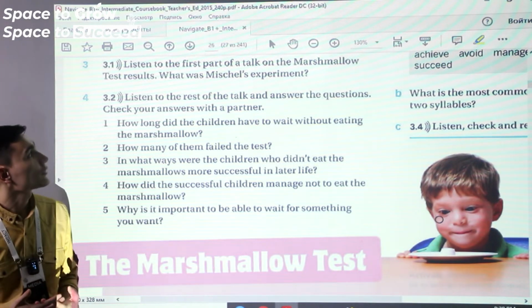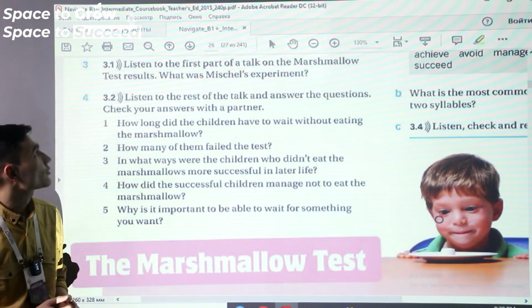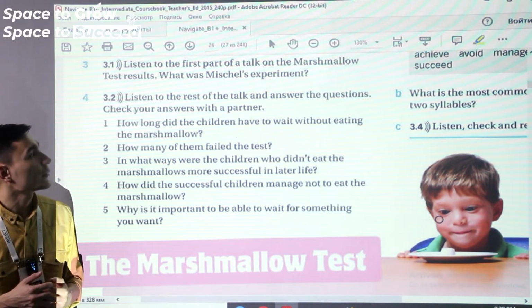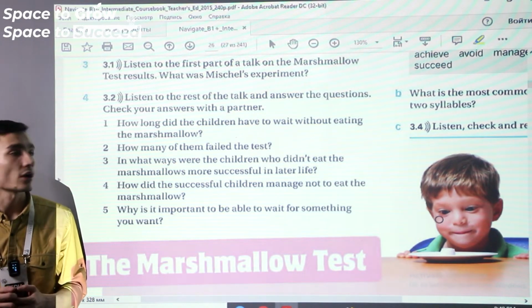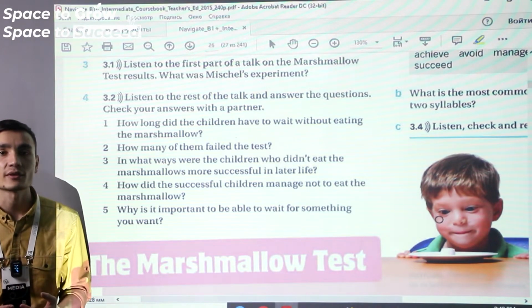Exercise 3. Listen to the first part of a talk on the marshmallow test results. What was Michel's experiment? Now listen to the audio and try to find out what happened there.